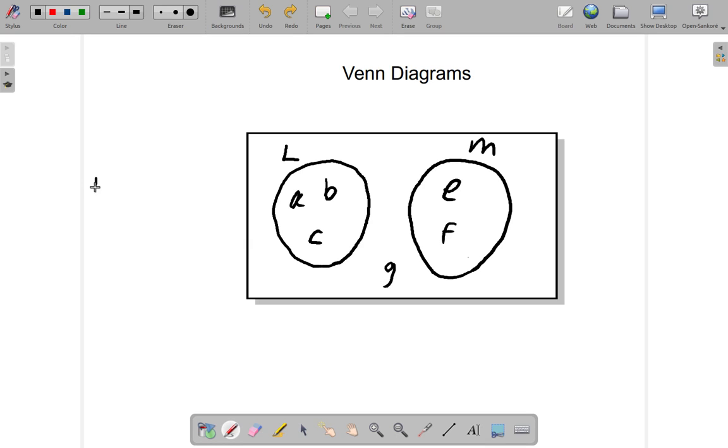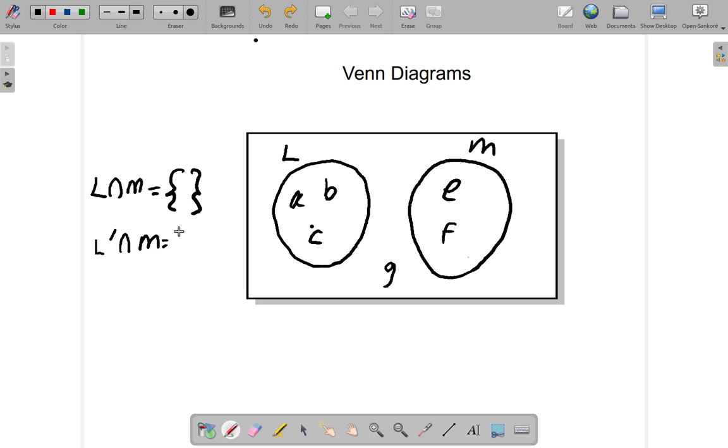Now, as you saw earlier, L intersect M would be the null set. There is nothing common between L and M. You say that these sets L and M are disjoint. They are not joined together. Alright? Suppose I want L complement intersect M.